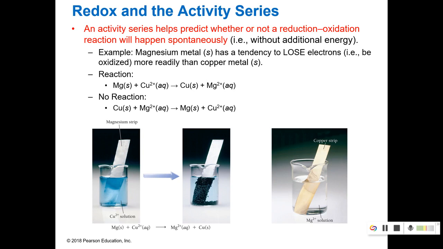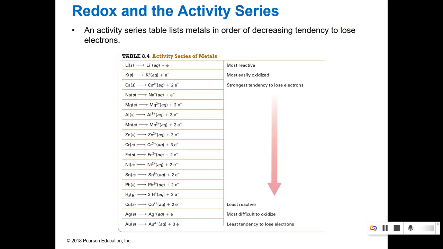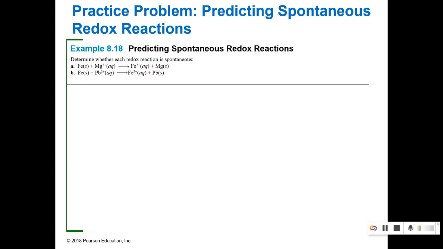Okay, and then the last thing for this chapter is activity series. These help predict whether or not that redox will happen spontaneously, which means will it happen on its own or will it not? Okay. So this is an activity series. I do not have any test questions on this or quiz questions, but it is good to be able to read this. So if the single element is higher than the compound one, then it will be spontaneous.